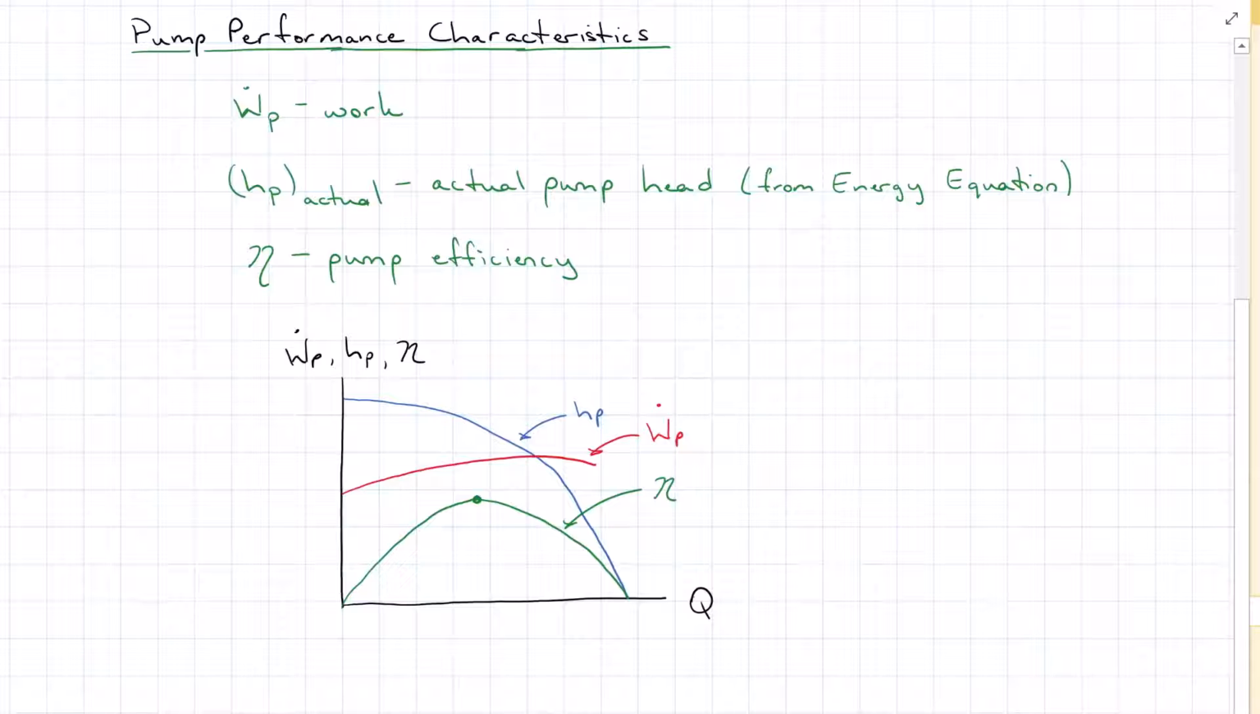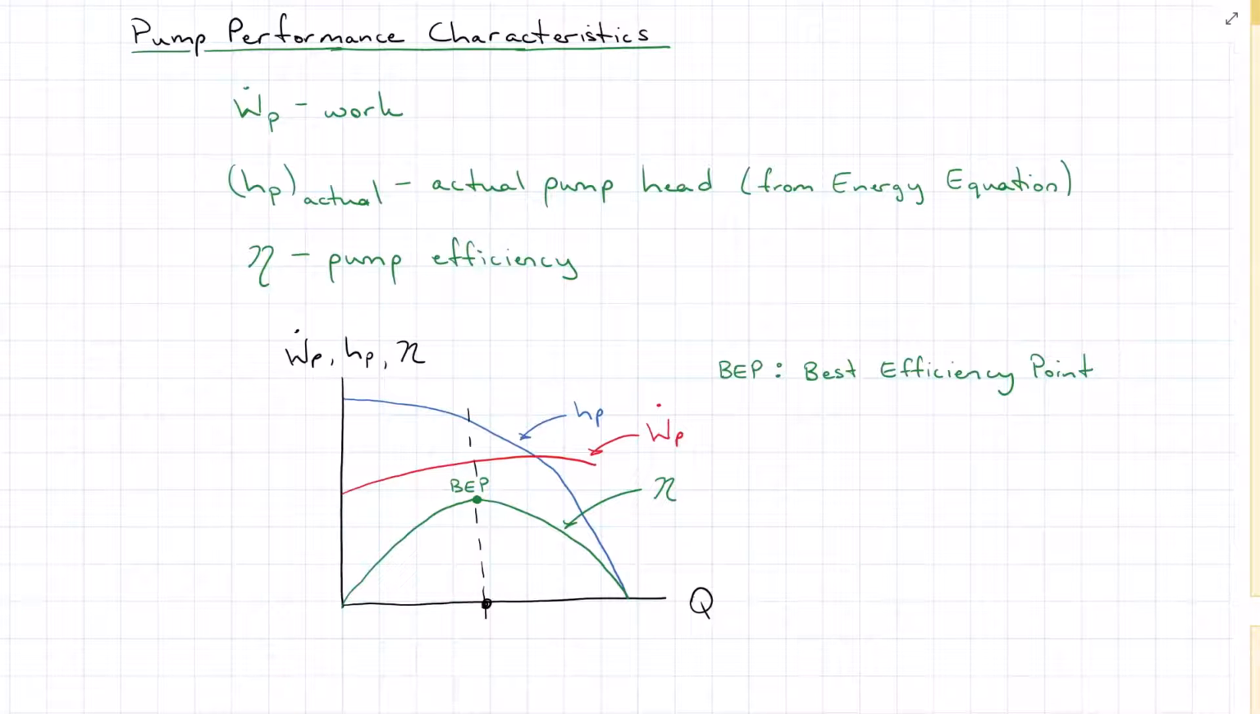We call this peak point right here the BEP, or the best efficiency point. In a lot of cases, the best efficiency point is the flow rate we want the pump to be running at, because that is going to be the most efficient under work and head conditions.